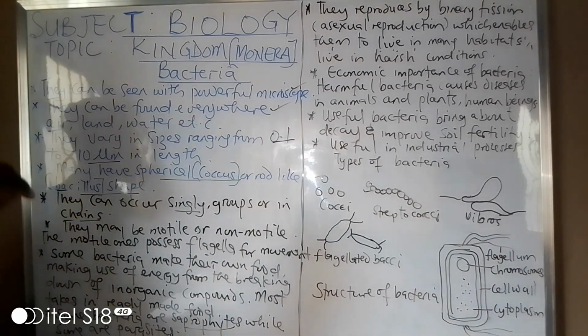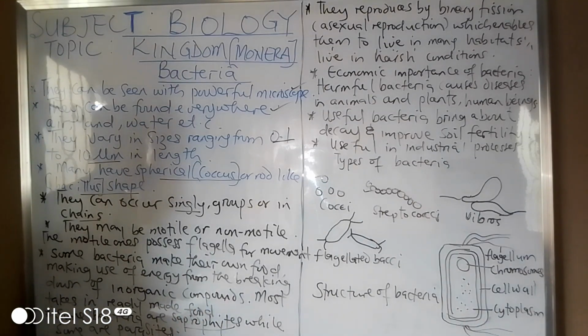They present as hosts. So when they are hosts, they derive food, everything from the host, and at the same time they are harming that organism. That's why some bacteria are disease causing. They cause diseases. Some of them are parasites, some of them are saprophytes, that is, organisms that live on dead decaying organic matter.